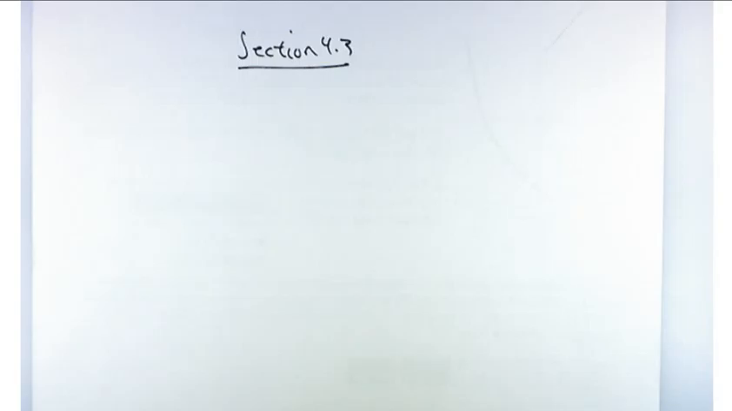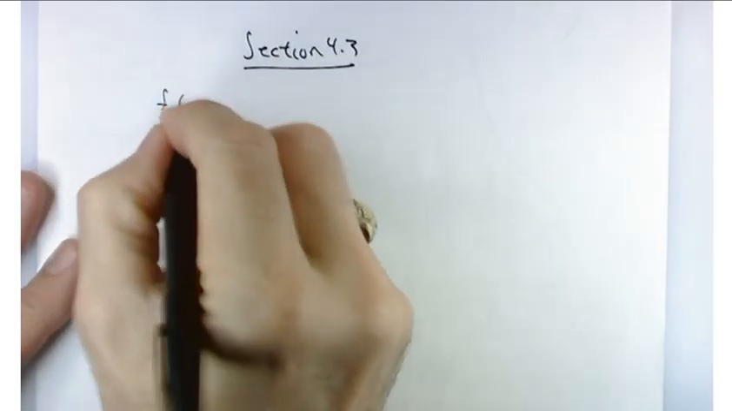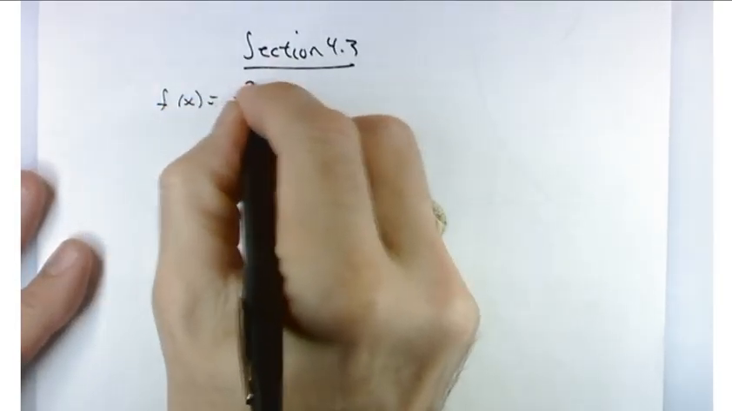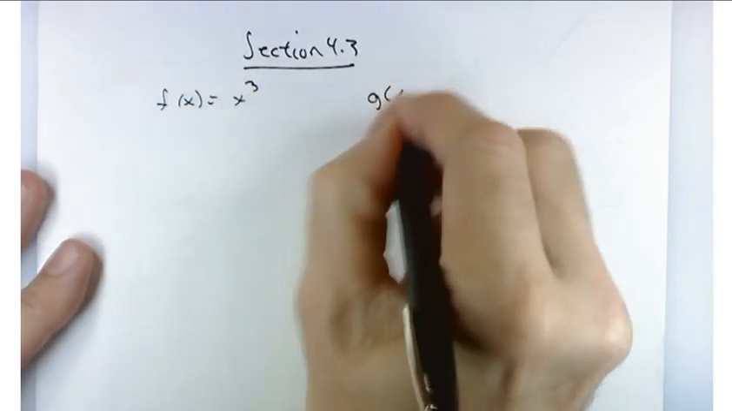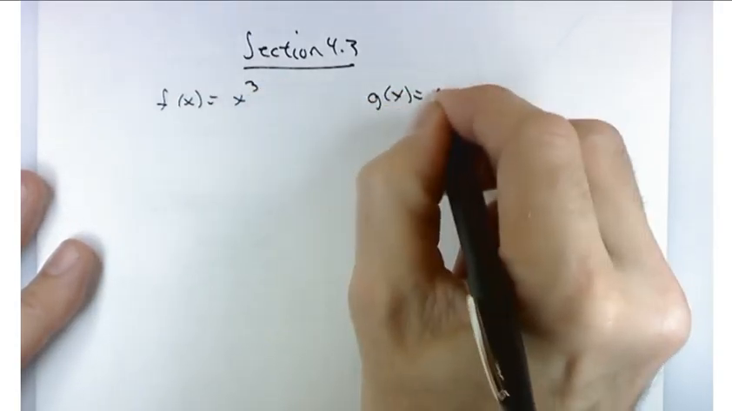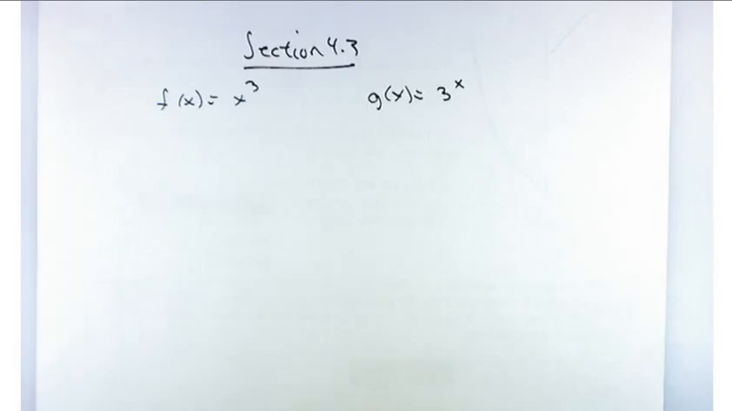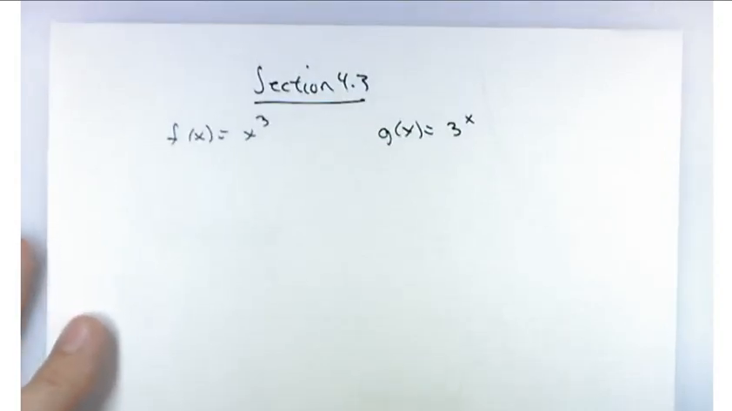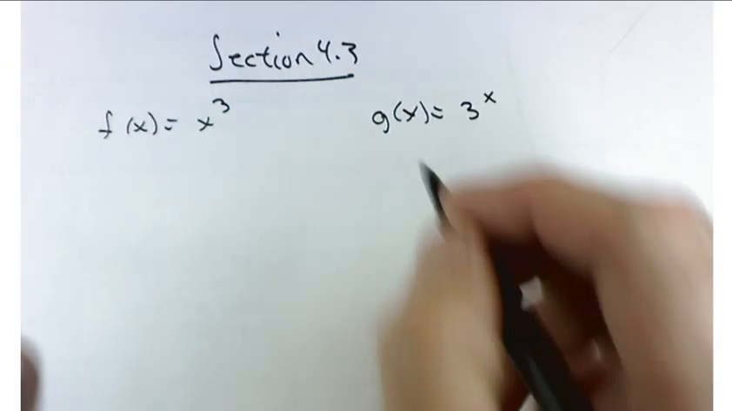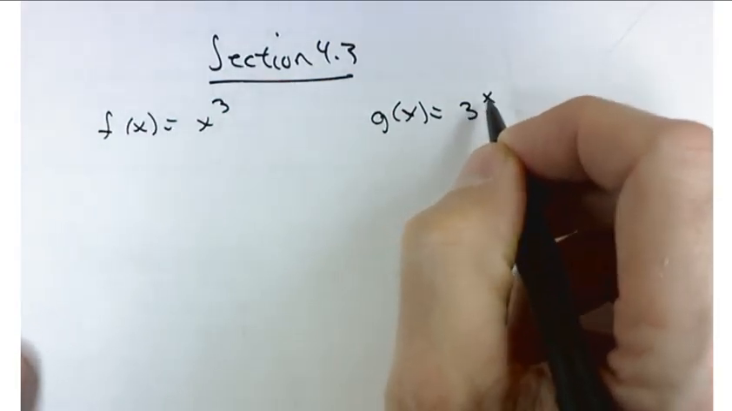So we're going to introduce the logarithm in this section, and I'm going to do it the following way. I want us to take a look at f of x is x cubed and g of x is 3 to the x. Which one of these is the exponential function? G of x, good. So you've got a fixed base to a variable power.